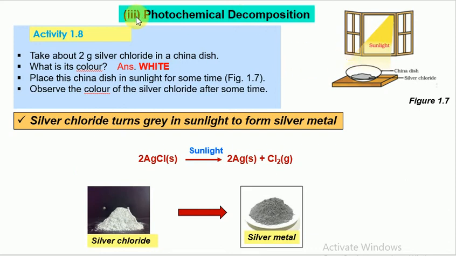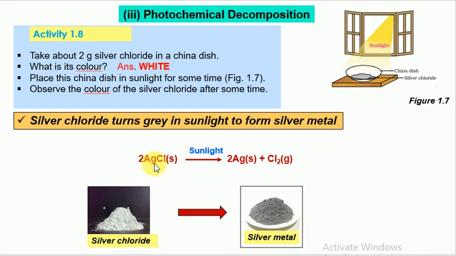The next one is photochemical decomposition, that is, decomposition which takes place in the presence of sunlight. In this activity given in the textbook, we have to take a china dish and place silver chloride in it. Silver chloride is a white powder. When the white silver chloride powder is placed in a china dish and kept in sunlight, after some time, what do you observe? After some time, silver chloride turns gray in sunlight to form silver metal. So this silver chloride, which was white earlier, now turns gray, and that is silver metal.